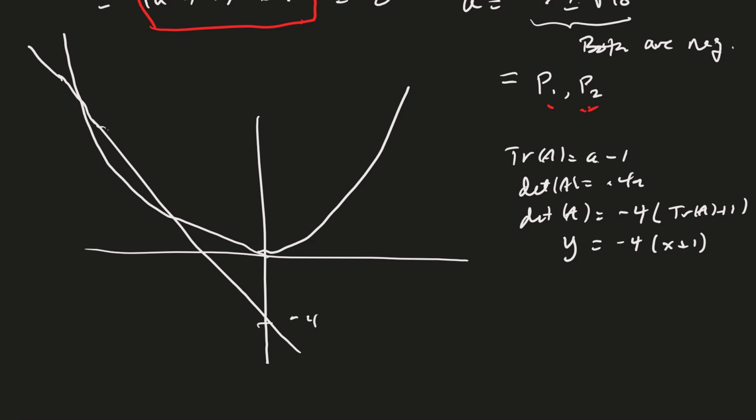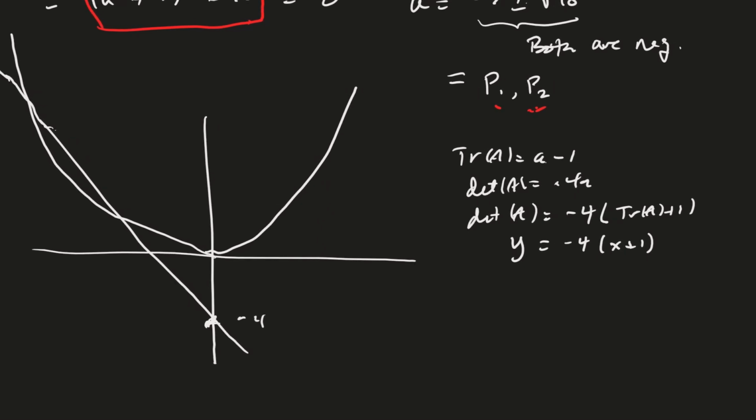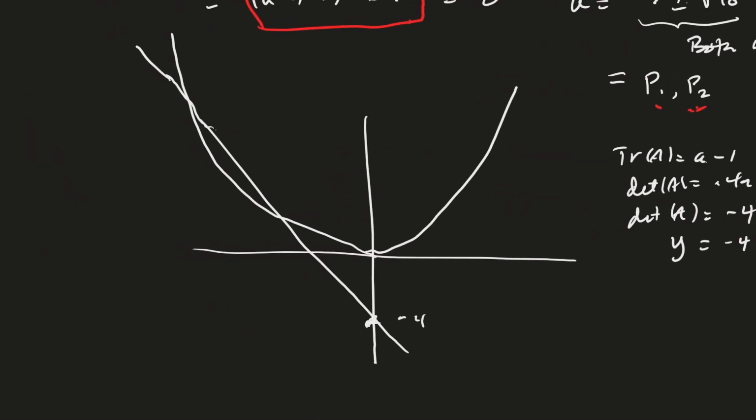So where am I at this point right here? That's where the trace is equal to 0. So this is where the trace is 0. The trace is a minus 1. So this point is where a is equal to 1. Right? Now this point right here is where the determinant is equal to 0. Where is the determinant equal to 0? That's at a equals 0. So this is at a equals 0.